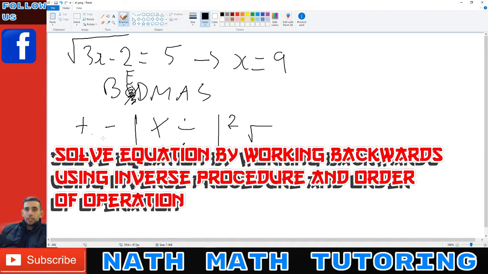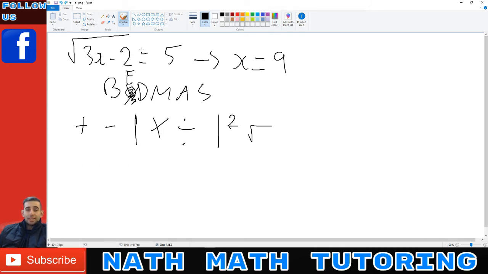If we go back to the original equation, square root of 3x minus 2, what's being done to the x? If we write down x, then we're timesing by 3, we're subtracting 2, then we're square rooting all that to get 5. Those are the procedures. In order to get x, we start from the last thing that's affecting x and go backwards.